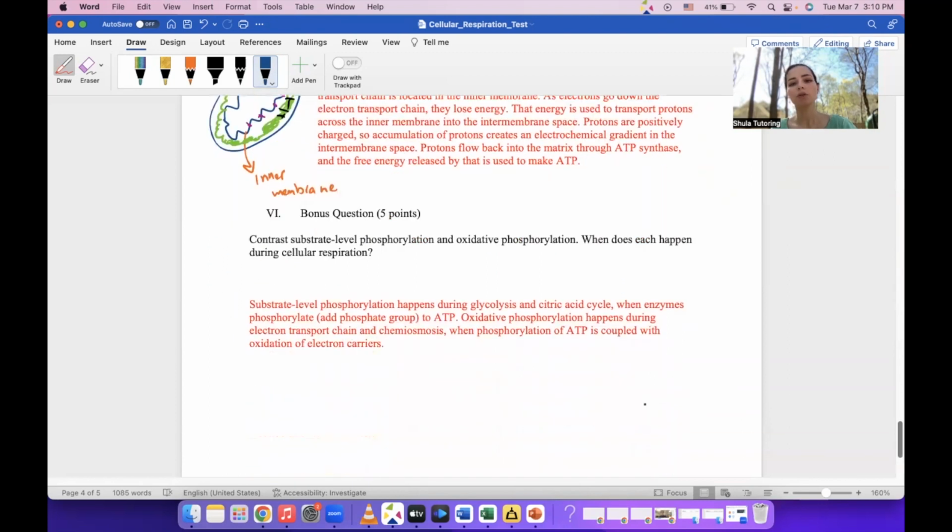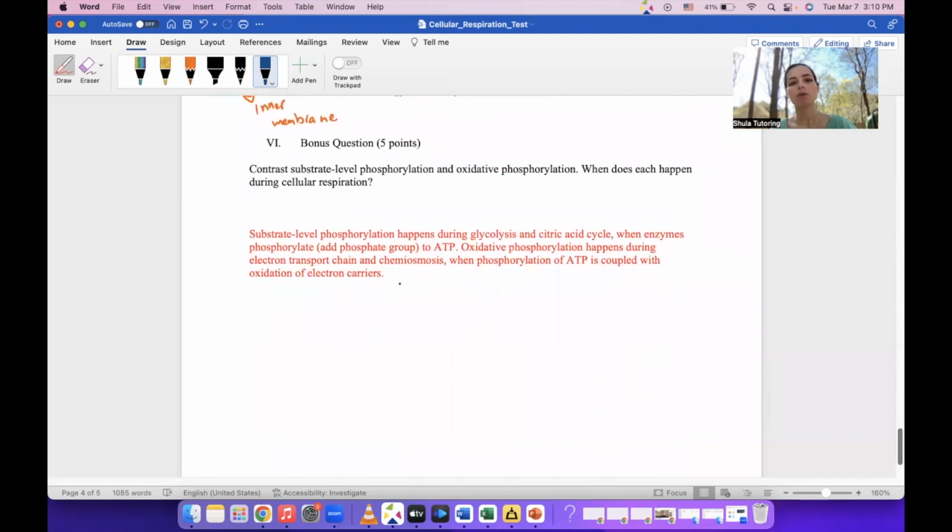So now there's a bonus question. Contrast substrate level phosphorylation and oxidative phosphorylation. When does each happen during cellular respiration? This is just from my experience teaching. I discovered that these are two terms that give students a lot of trouble. They do sound kind of complicated, right? Substrate level phosphorylation, oxidative phosphorylation. But what does it really mean?